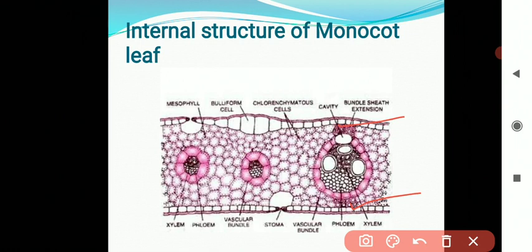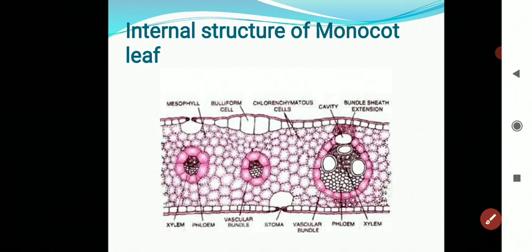The striking feature of monocot leaf is the presence of bulliform cells, this one in the upper epidermis. This structure, that is mesophyll, is not divided into spongy and palisade tissue. So these are striking features regarding internal structure of monocot leaf. Here we are done with our topic number 5, in which we have discussed regarding internal structures of monocot root, stem, leaf, as well as dicot root, stem and leaf. Thank you.